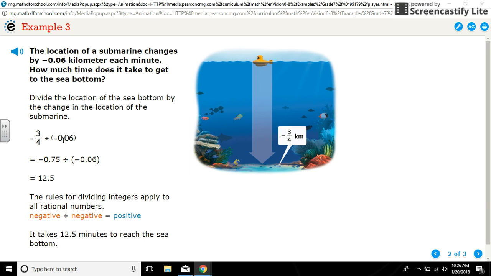So -3/4 divided by -600. They convert this to a decimal. So -75 divided by -600, and they get 12.5, because negative divided by a negative is going to equal a positive, plus it's talking about time, so it's really hard to get negative time. You can't go backwards. The rules for dividing integers apply to all rational numbers, so negative divided by negative equals positive. It takes 12.5 minutes to reach sea bottom. I'll assume that they just put this into a calculator, and that's how they got it.